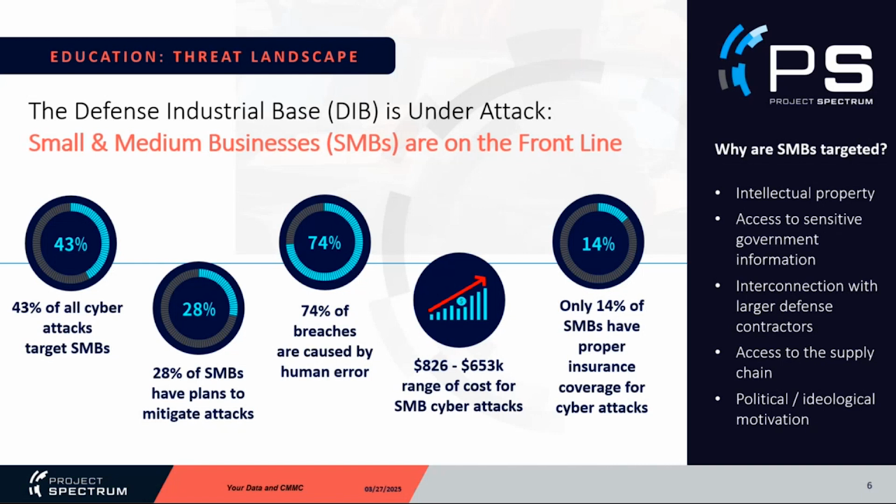And then you look over on the right side of this slide. Why are small and medium businesses targeted? Well, quite frankly, because they have the intellectual property that others really want. Threat actors, nation states, they want to get to that intellectual property. Also, small and medium businesses within the defense industrial base have access to sensitive government information. And they also have that interconnection with the larger defense contractors. All of that plays into the fact as to why they are great targets.